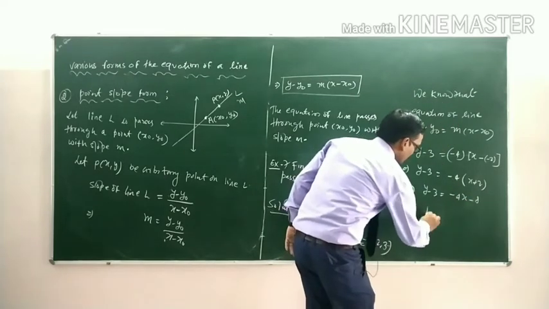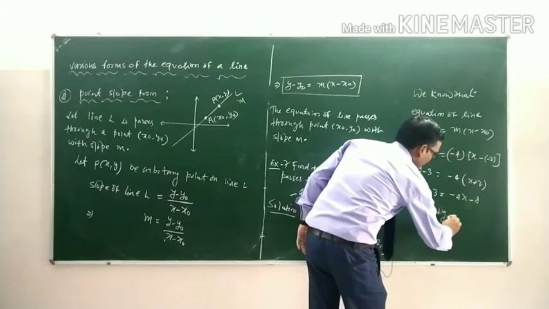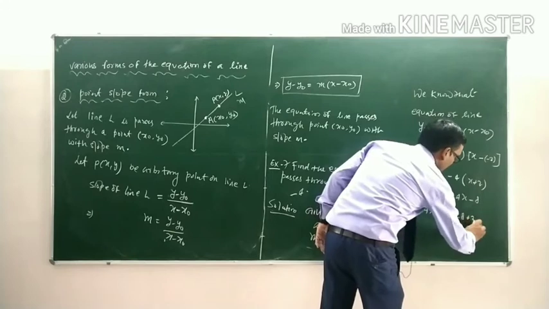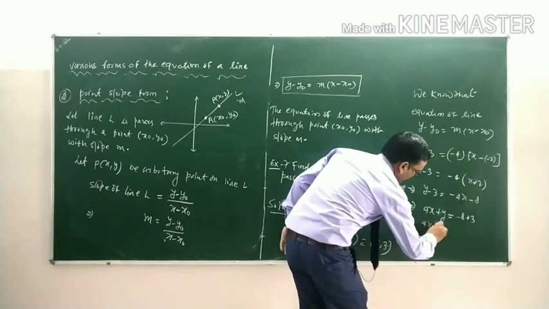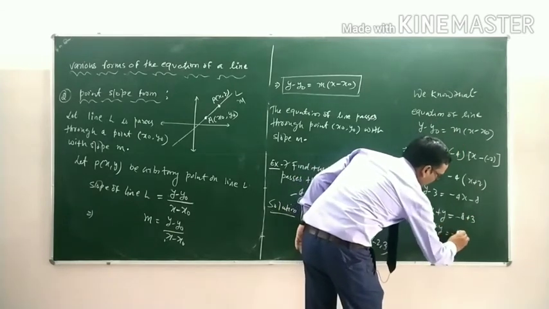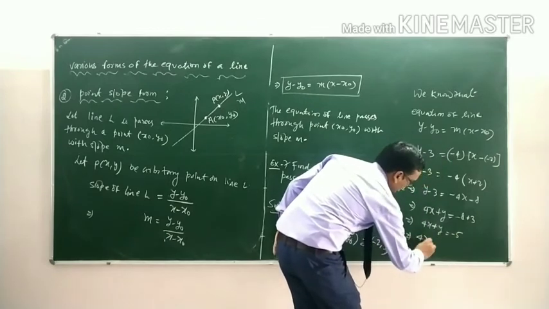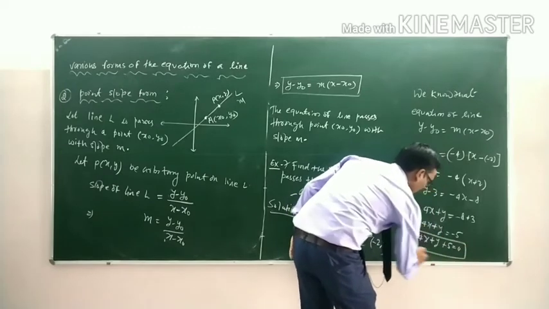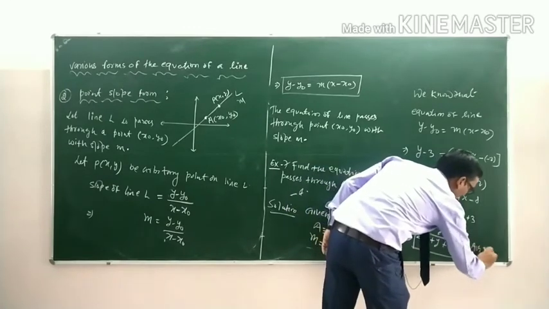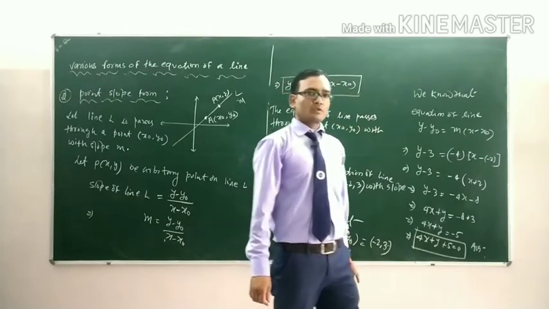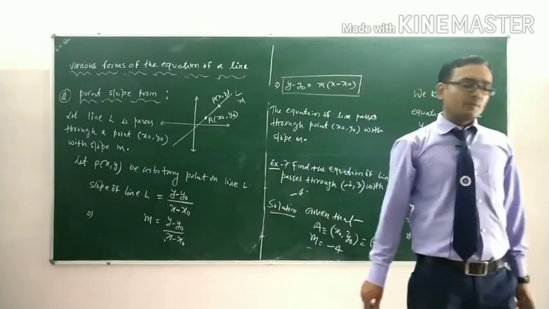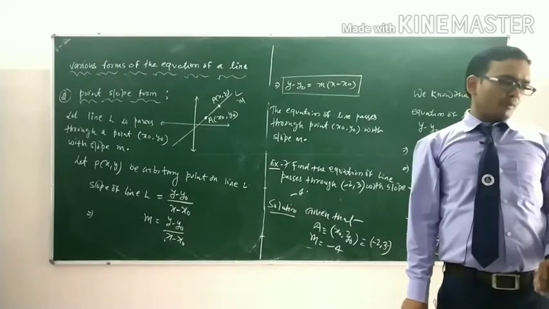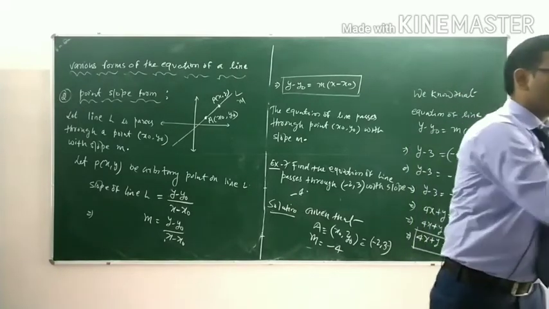This implies that 4x plus y is equal to minus 8 plus 3. This implies that 4x plus y equal to minus 5. This implies that 4x plus y plus 5 equal to 0, which is your answer. The equation of the line is 4x plus y plus 5 equal to 0. Okay students, you understand?